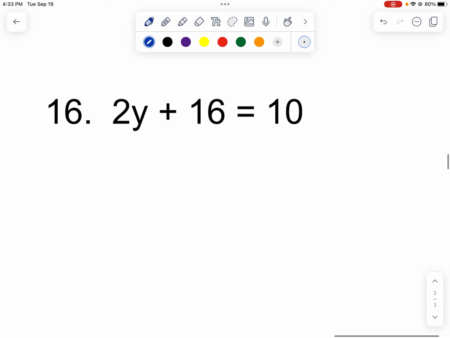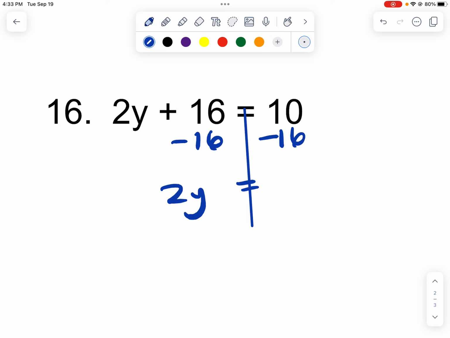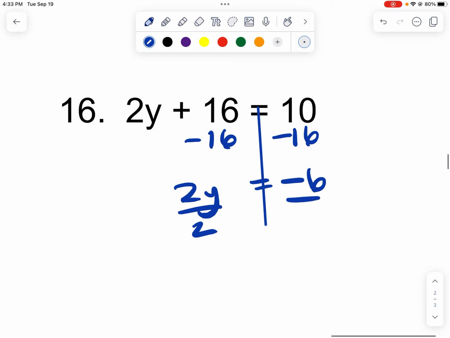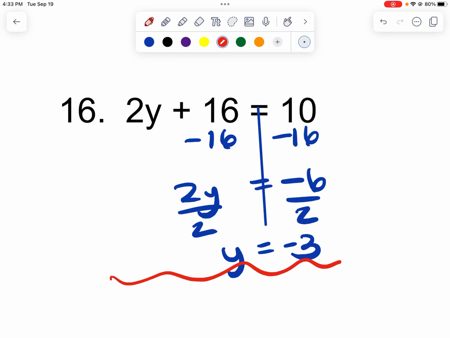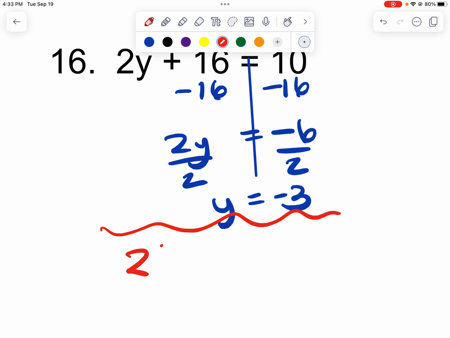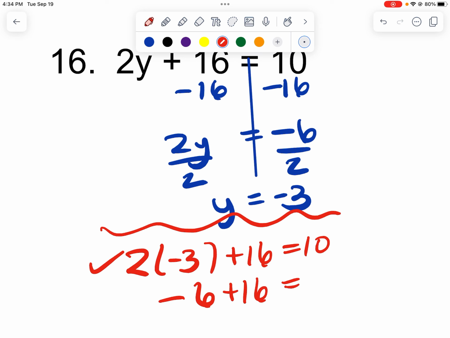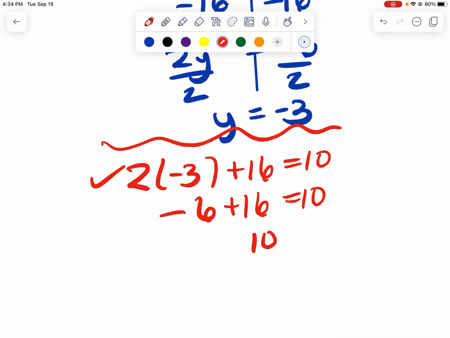And this one, I'm going to subtract 16 from both sides. I am going to get 2y equals negative 6, because 16 has more negatives than 10. I'm going to divide both sides by 2, and I'm going to get y equals -3. Then I'm going to check my work and make sure it's correct. 2 times -3 plus 16, does that equal 10? -6 plus 16, that would be 10 equals 10. So yes, I did the correct thing.